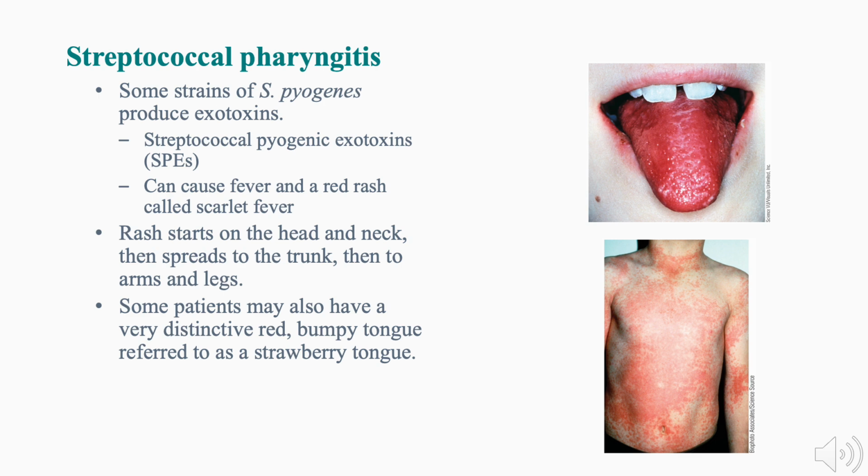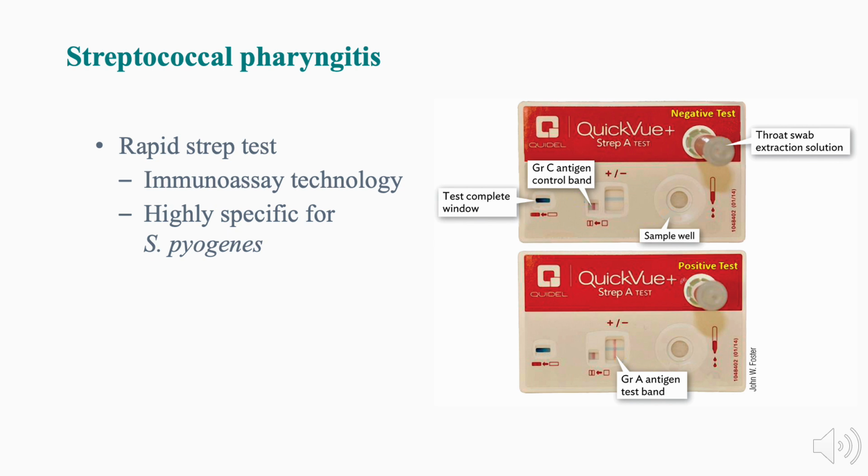Some strains of Streptococcus pyogenes produce exotoxins known as streptococcal pyogenic exotoxins, SPEs. These exotoxins can cause fever and a red rash called scarlet fever, shown in the bottom image. The rash starts on the head and neck, then spreads to the trunk, then to the arms and legs. Another symptom of SPEs is a very distinct red bumpy tongue referred to as strawberry tongue, which is shown in the top image.